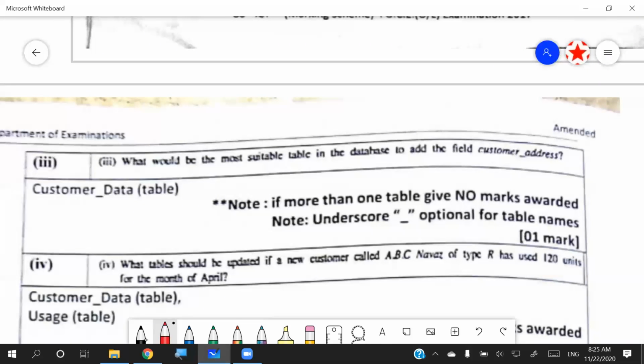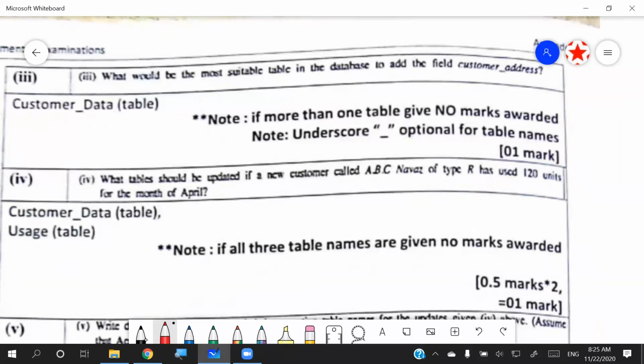What would be the most suitable table in the database to add the field customer address? Customer address is a detail about a customer. So it's better you go with the customer data table, right? So customer data table is the most suitable one. So 1 mark will be given.